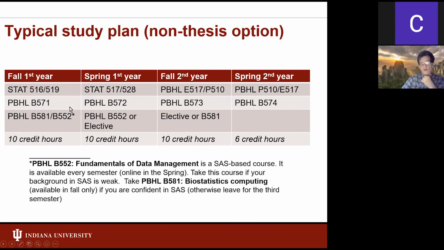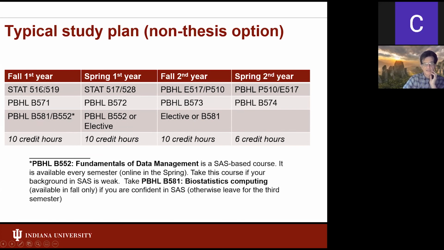Usually people take 581 or 552 in their first semester. Then you take 57 in the second semester, or spring of the first year. You take 517 or 28. You take 572 just because you have to. And then if you took 581 here, you can take 552 here, because that is taught every semester, or an elective. One of the electives you could take is clinical trials, which is taught in the fall, so I guess that would go here.